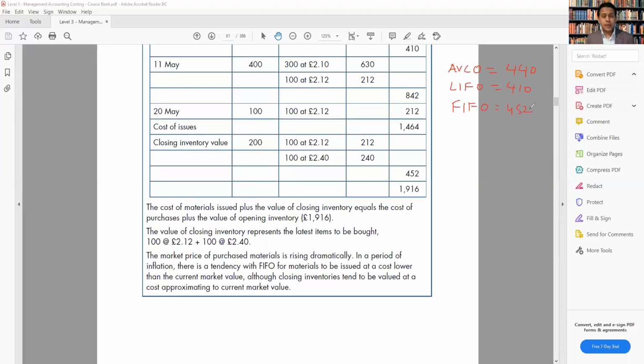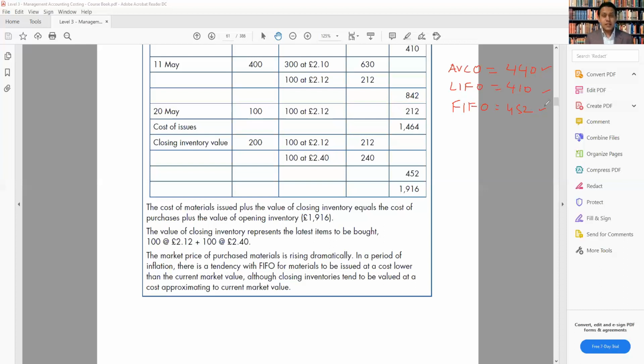You might think the company paid the money, so whatever method they use, it will be the same. You are right, but that will have an impact on the next year. In the first year, you can fluctuate the profit if you like. So we can see if I use the AFCO, the closing inventory will be 440. If I use the LIFO, the closing inventory will be 410. And if I use the FIFO, the closing inventory value will be 452. So closing inventory has more value using the FIFO.